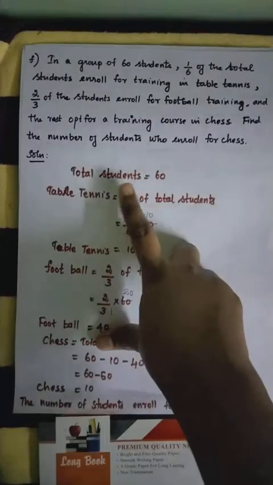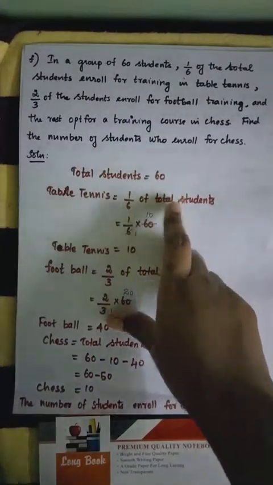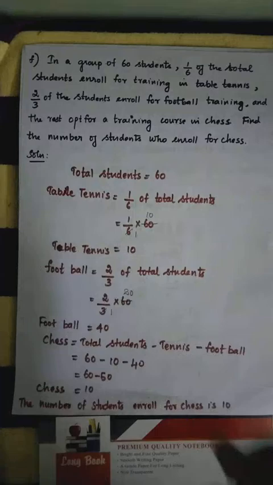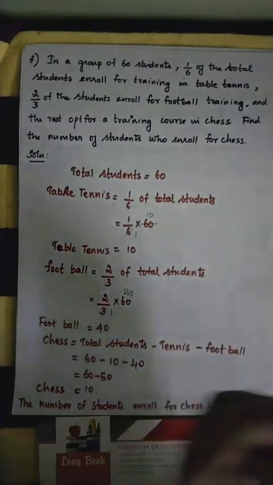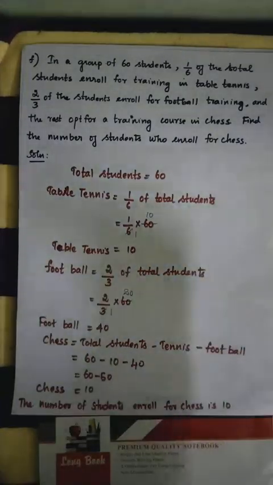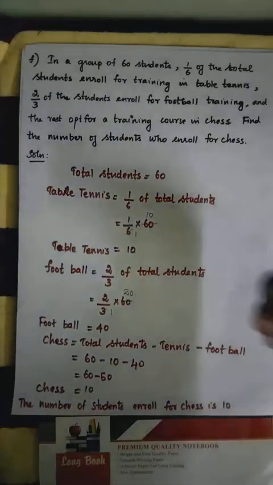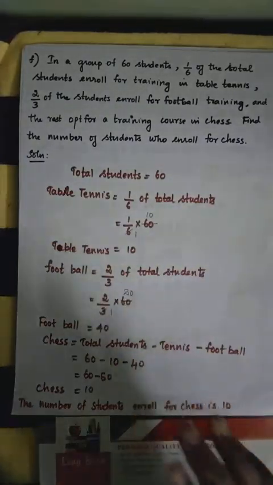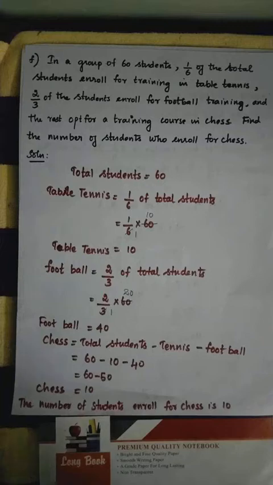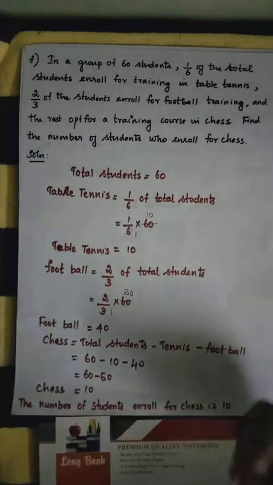So first they have given the total students, 60. For table tennis they have given the clue 1/6 of the total students. So 1/6 into 60 is 10. Then for football also they have given 2/3 of the total students. So 2/3 into 60 is 40. For chess we need to find. So for finding chess, just subtract tennis and football from the total students. So total students minus tennis minus football.